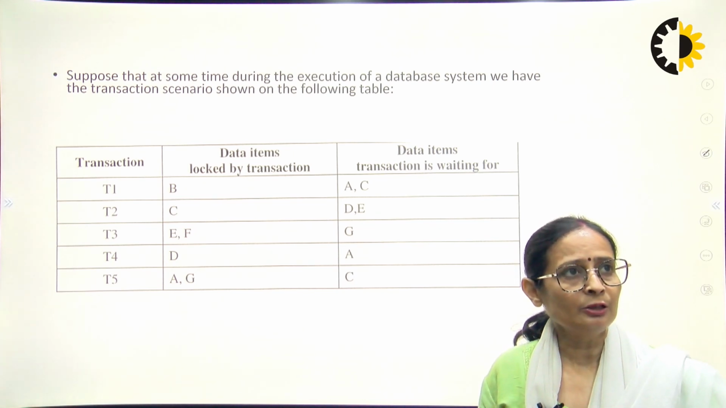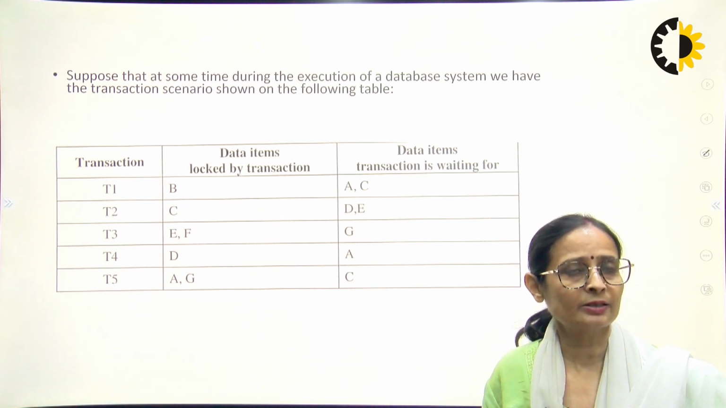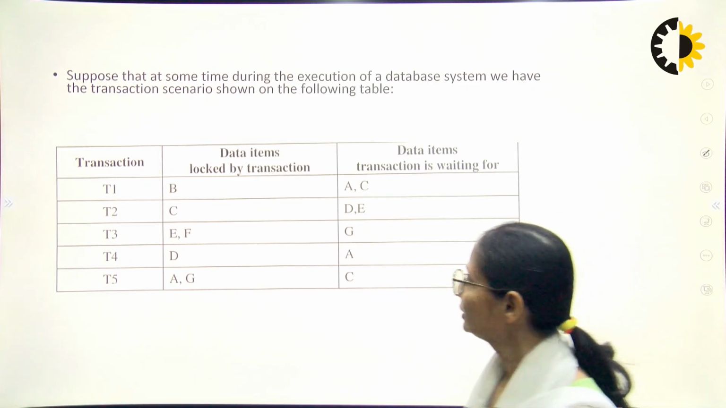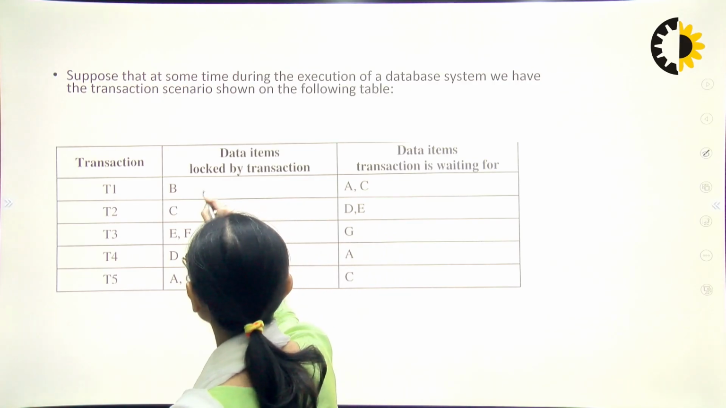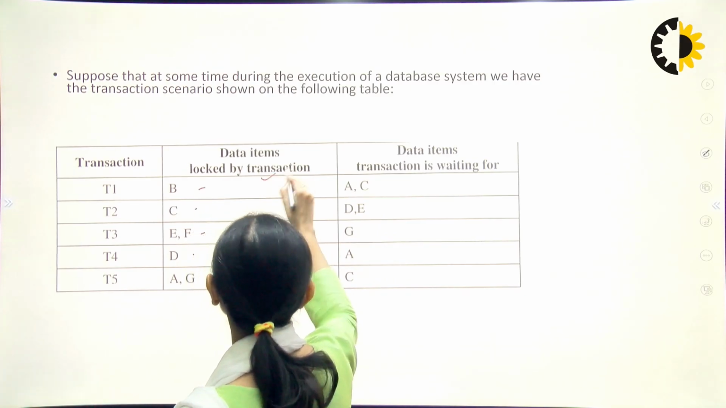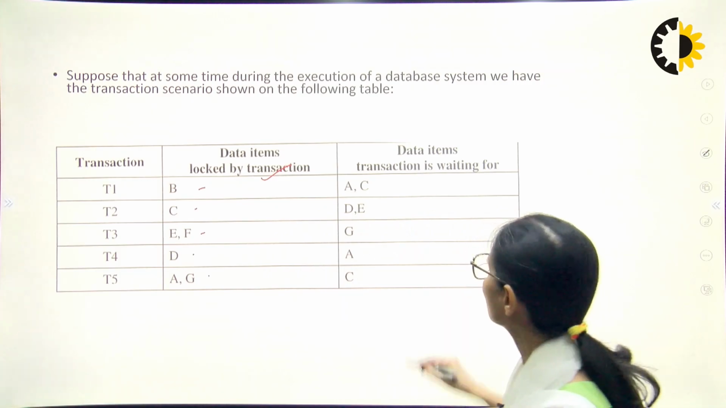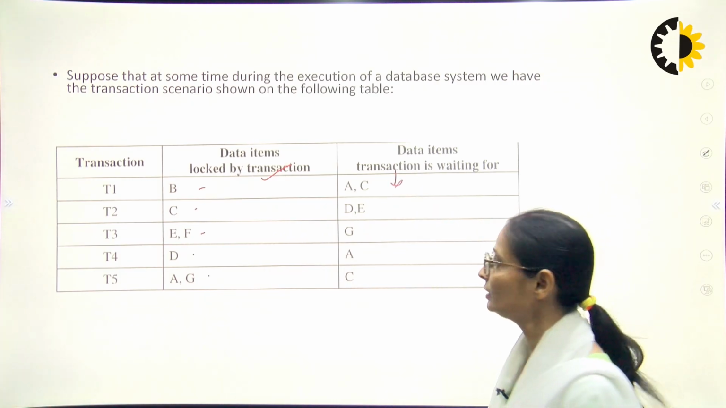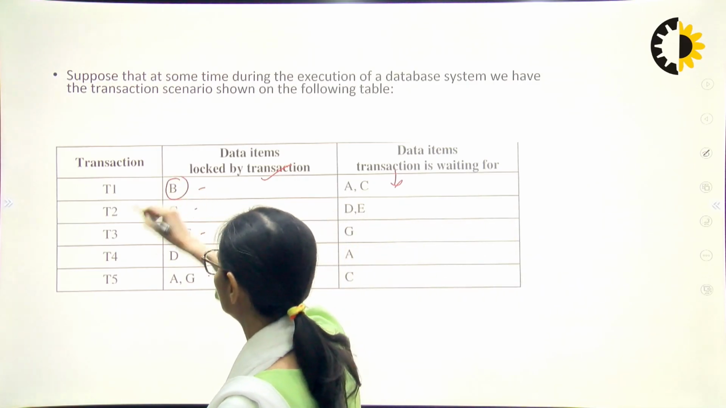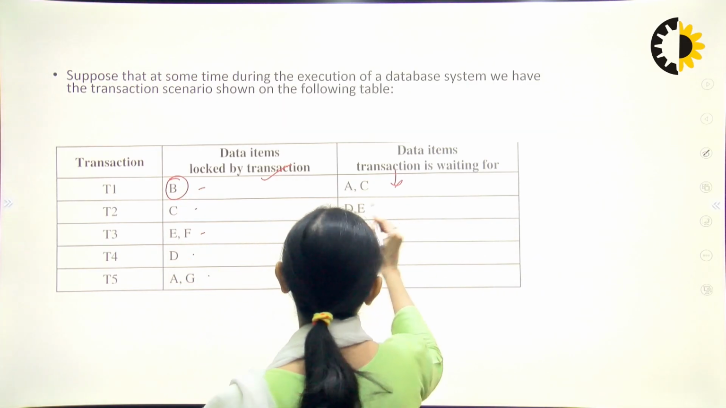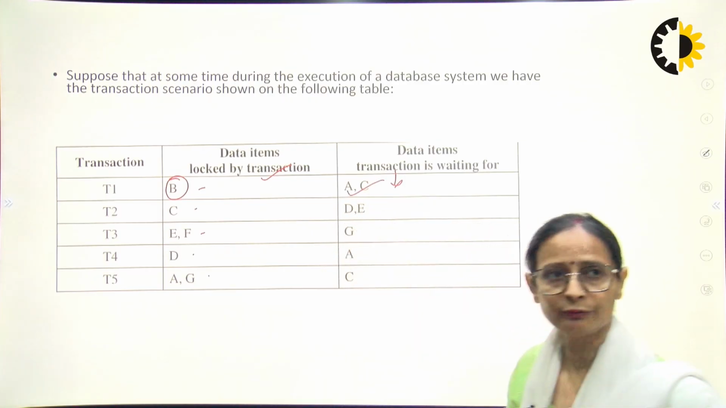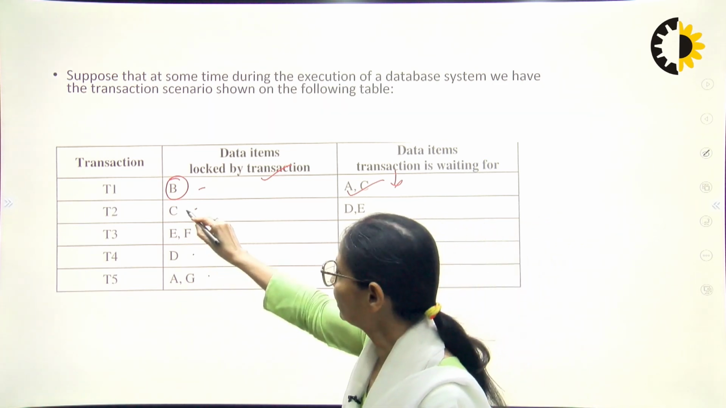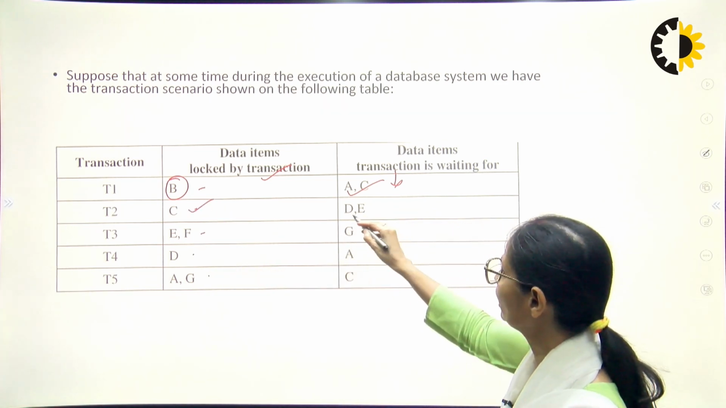This is an example. Suppose that at some time during the execution of a database, we have this transaction scenario. In that case, we are having 5 transactions. These are the data items being locked by each transaction, and these are the data items each transaction is waiting for. That is, T1 has acquired the lock on B, but it is waiting for the data items A and C. Similarly, T2 has got C, but it is waiting for D and E.